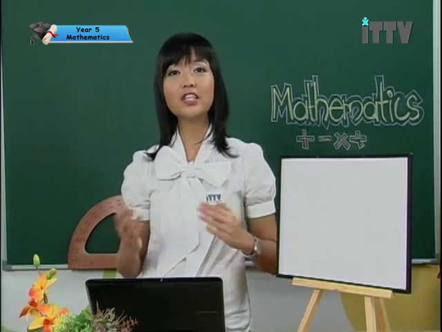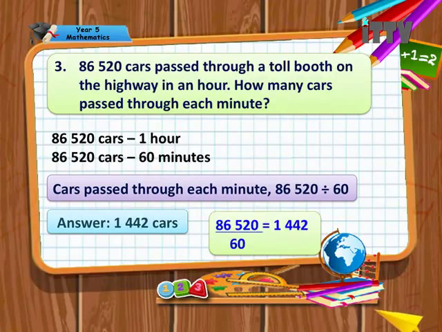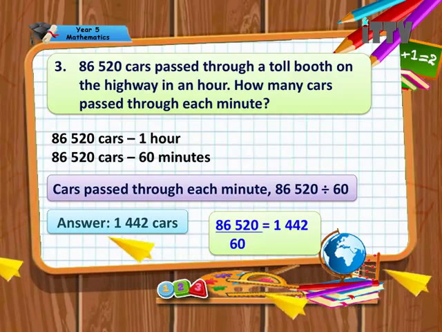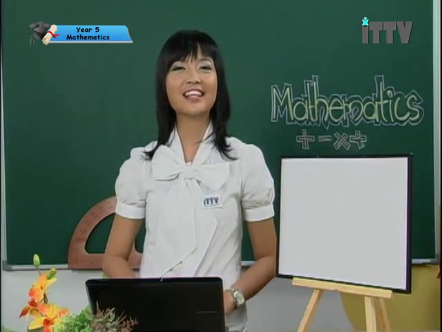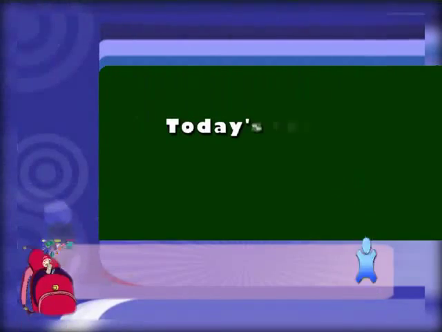So, we use division again. So, we take 86,520 cars, divide by 60, and that will give you 1,442 cars. This is the amount of cars that passed through in 1 minute. Okay, boys and girls, now let's go on to the lesson for today.